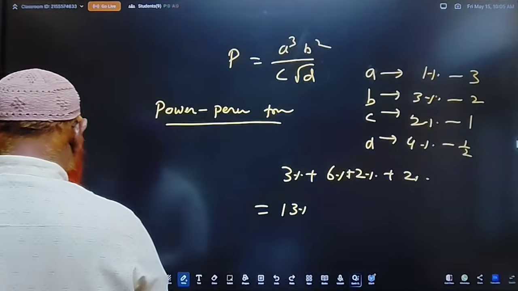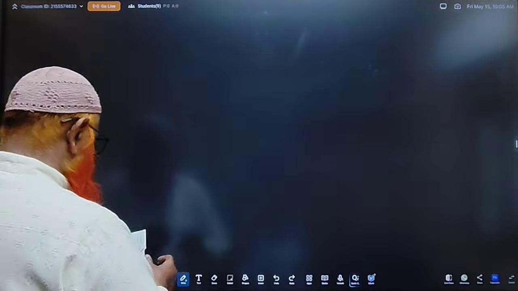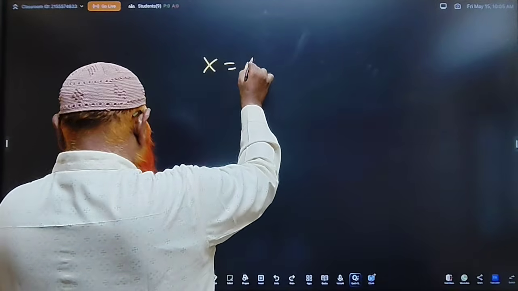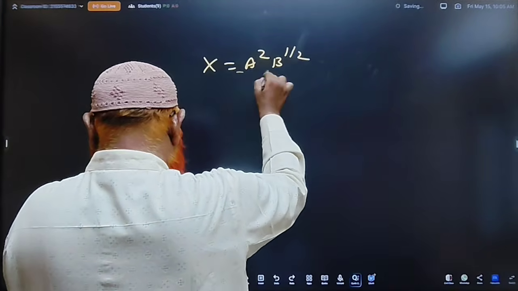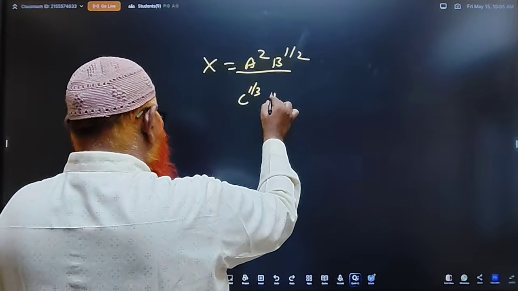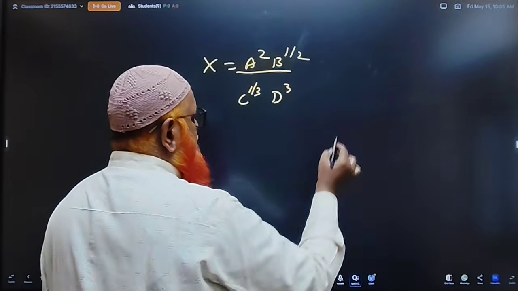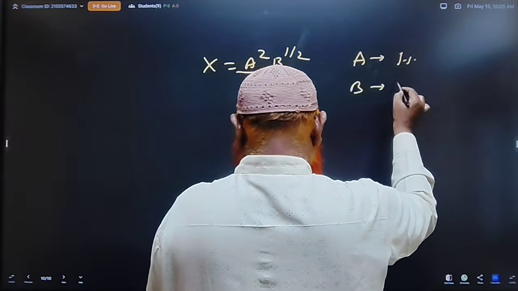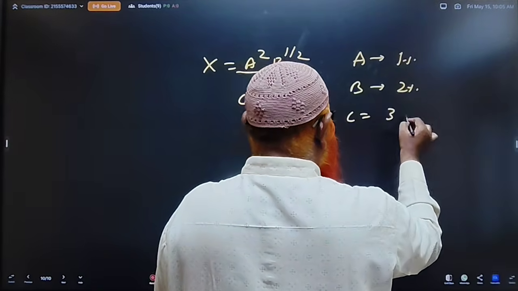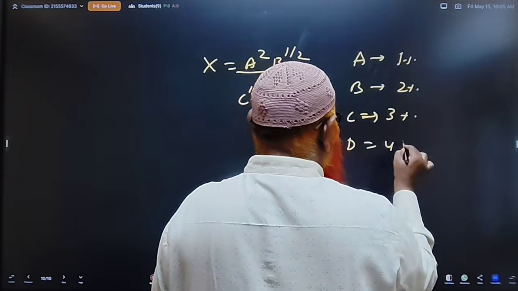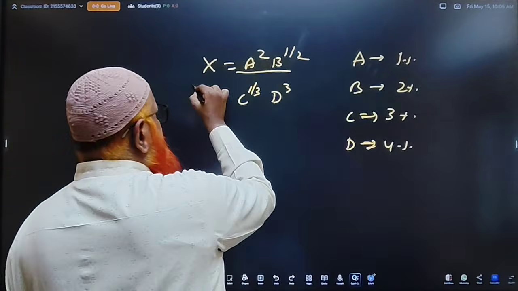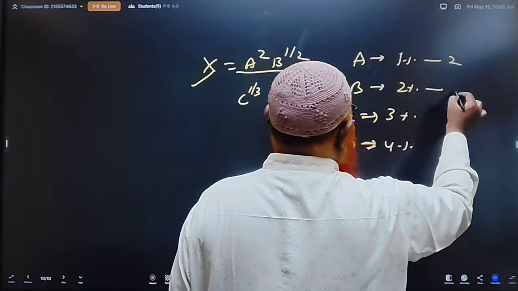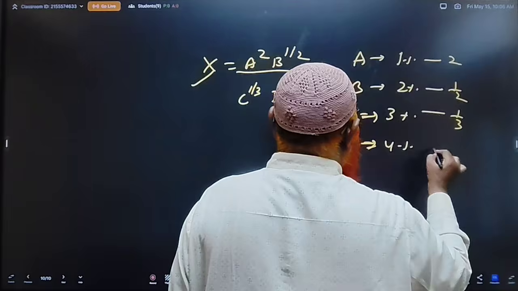Let me give one more example for your convenience. This was asked in a previous year question. If x is equal to a square b power 1 by 2 divided by c power 1 by 3 and d power 3, and the problem gives percentage error in A as 1%, B as 2%, C as 3% and D as 4%, then what is the percentage error in X? Power percentage technique: A has 2, B half, C 1 by 3 and D 3.